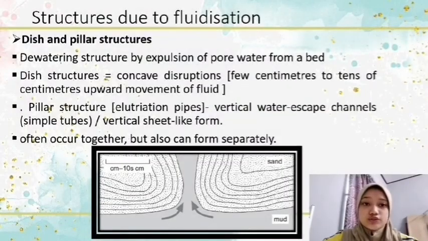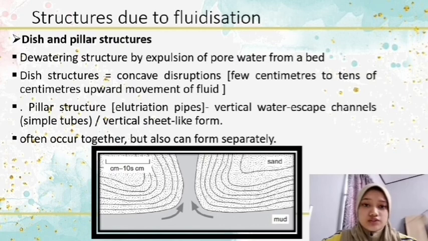Next, we go to structures due to fluidization. First are dish and pillar structures. Dewatering structures are formed by expulsion of pore water from a bed, and the dish structure is a concave disruption a few centimeters to 10 centimeters across, caused by upward movement of fluids. The pillar structures, which are called fluid escape pipes, are vertical water escape channels of simple tube or vertical sheet-like form, and they often occur together but can also form separately.